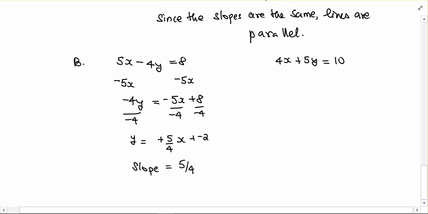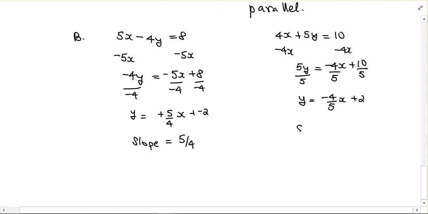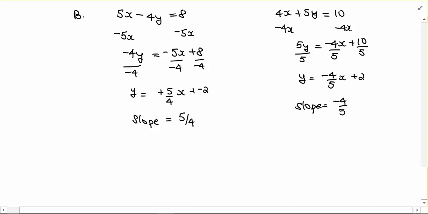The same thing over here. This time we subtract a 4x. So now I get 5y equals negative 4x plus 10, divided by 5, y equals negative 4/5 x plus 2. So on this one, the slope is negative 4/5.